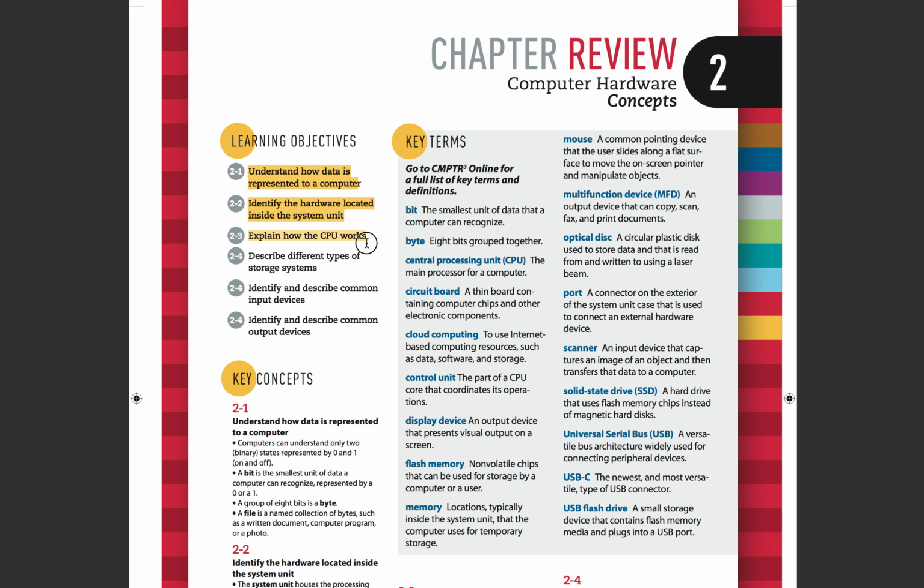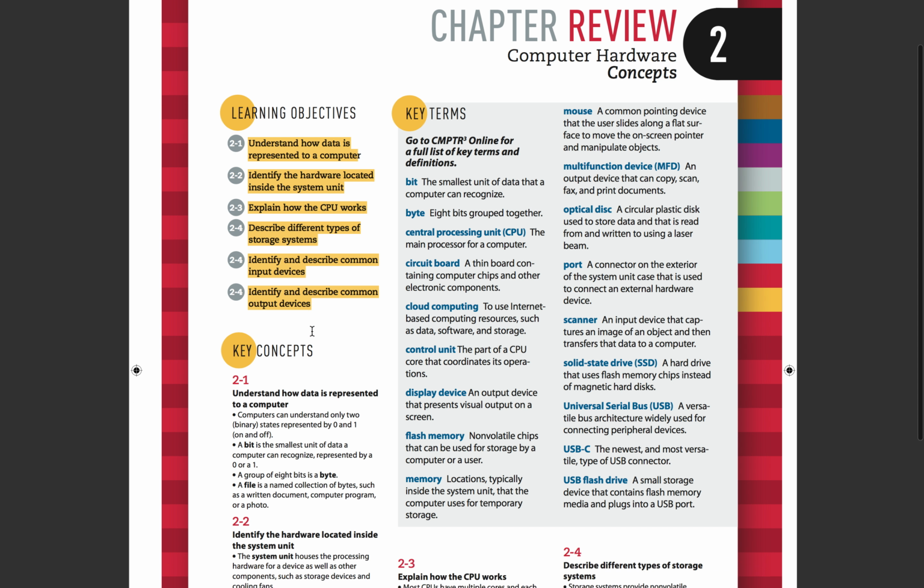Then explain how the CPU works. Describe the different types of storage systems when we discuss RAM and ROM, and also the kind of freestanding storage systems that people can use, like the USB drives or the SD cards. Then we discuss the different types of input devices, so things that were connected within our computers. And then describe the output devices like our monitors, our scanners, different things that were actually connected outside of our computers.